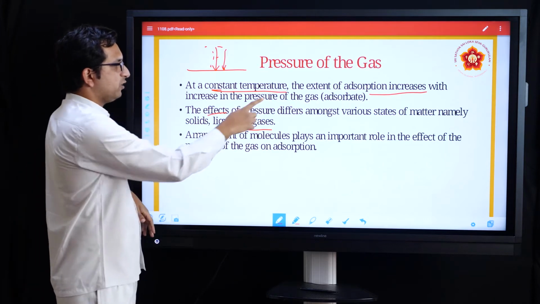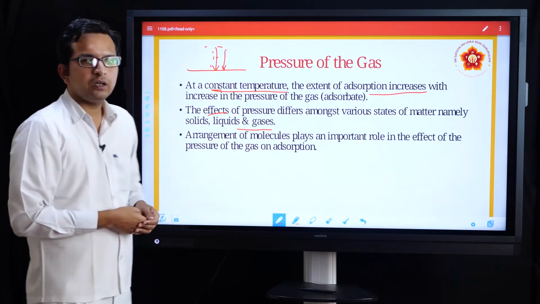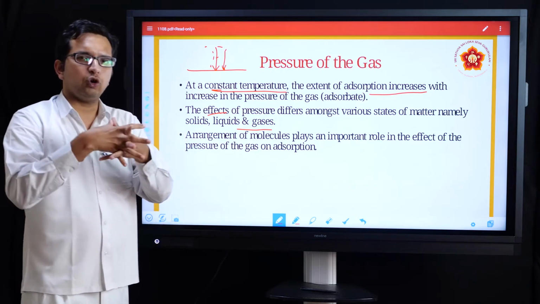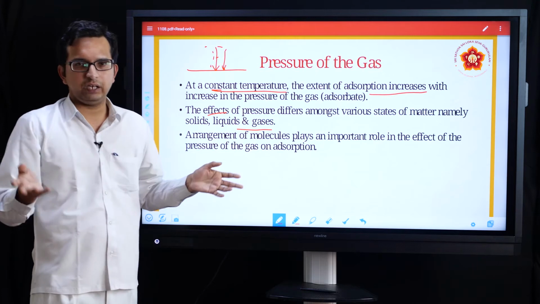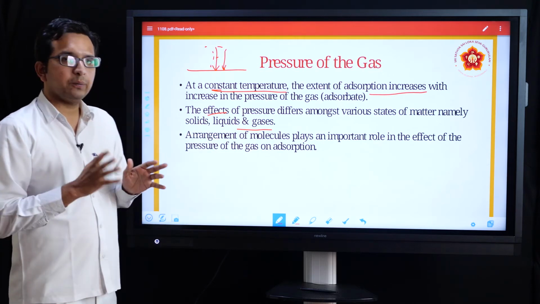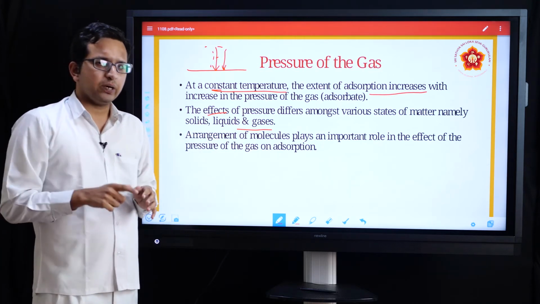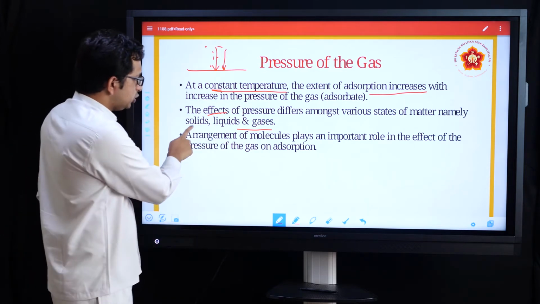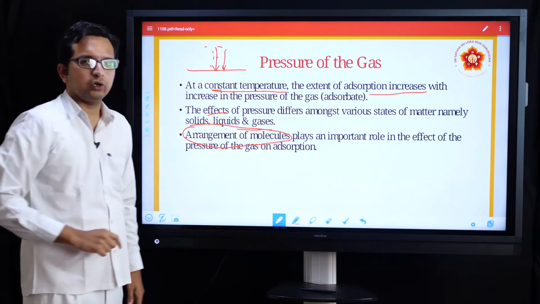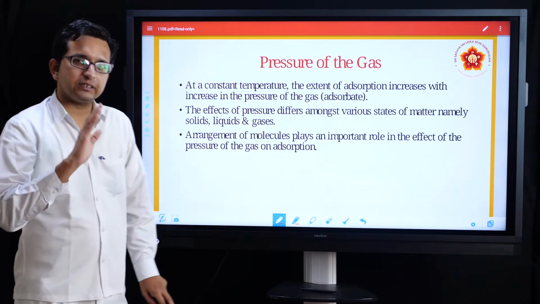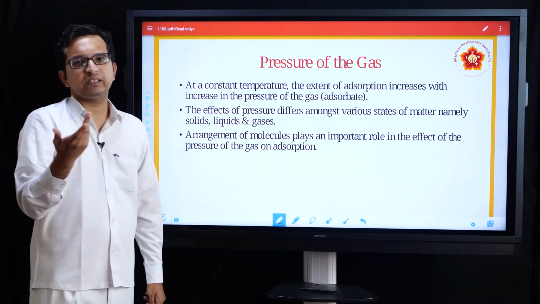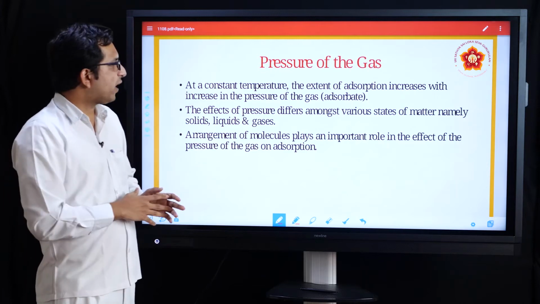The effects of pressure differ among various states of matter. Very natural, because in solids you already have molecules tightly packed, in liquids a little far away, in gases freely. So their pressure role will be different, and that is why to understand the pressure, the arrangement of molecules will be very important. What I mean by arrangement of molecules is nothing but whether they are present in solids, liquids or gases. So these are the four factors that we have seen.